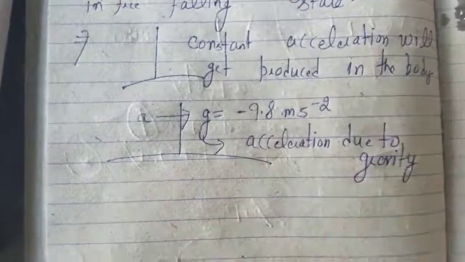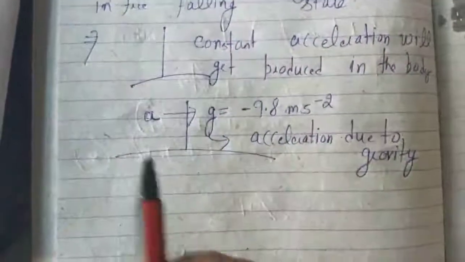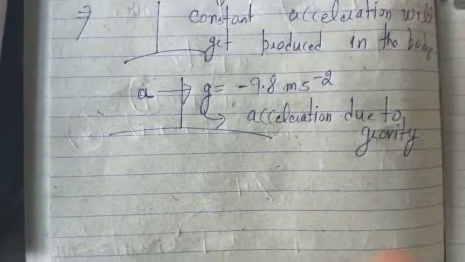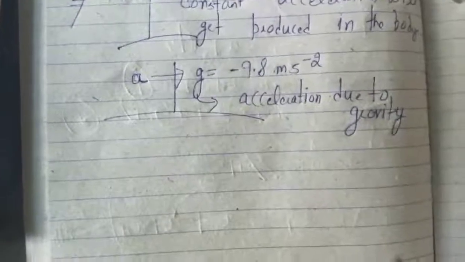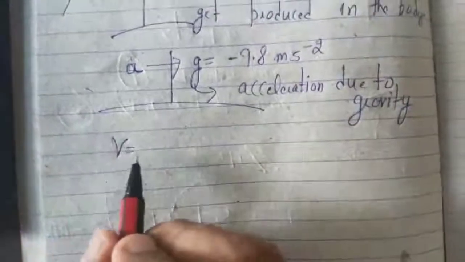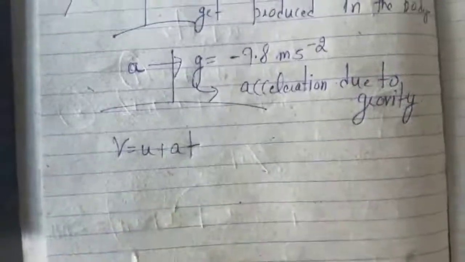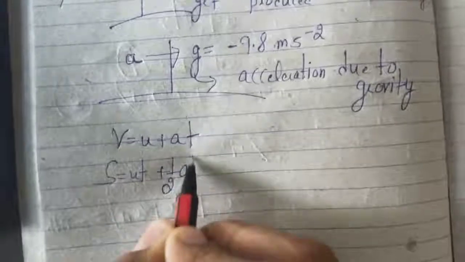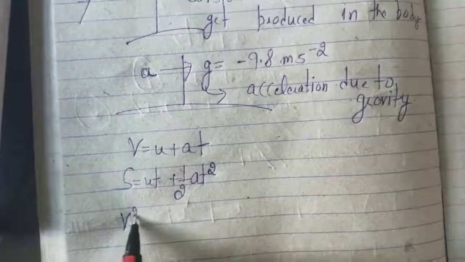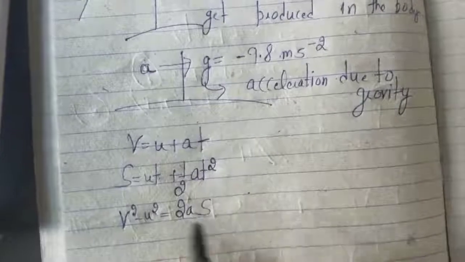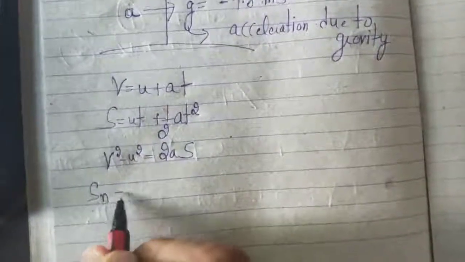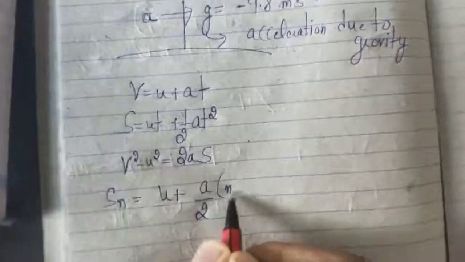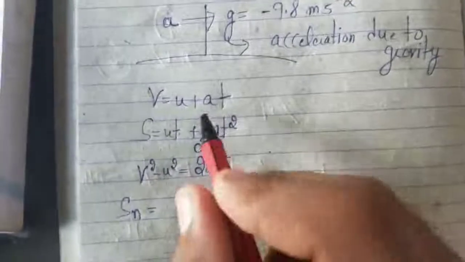So in all equations of motion, the value of a will be represented by minus g. There are three equations of motion: v is equal to u plus at, s is equal to ut plus half at square, v square minus u square is equal to 2as, and the s nth distance is u plus a by 2 into 2n minus 1. Every a will be represented by minus g.